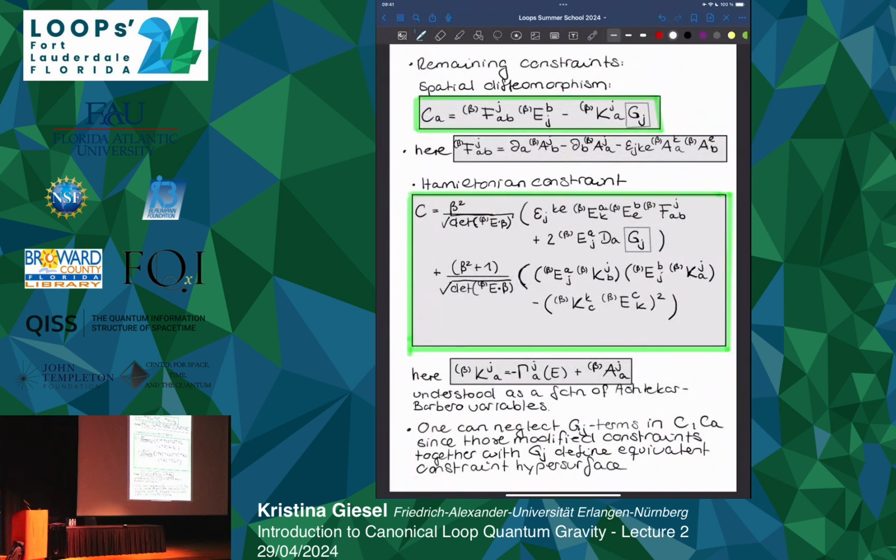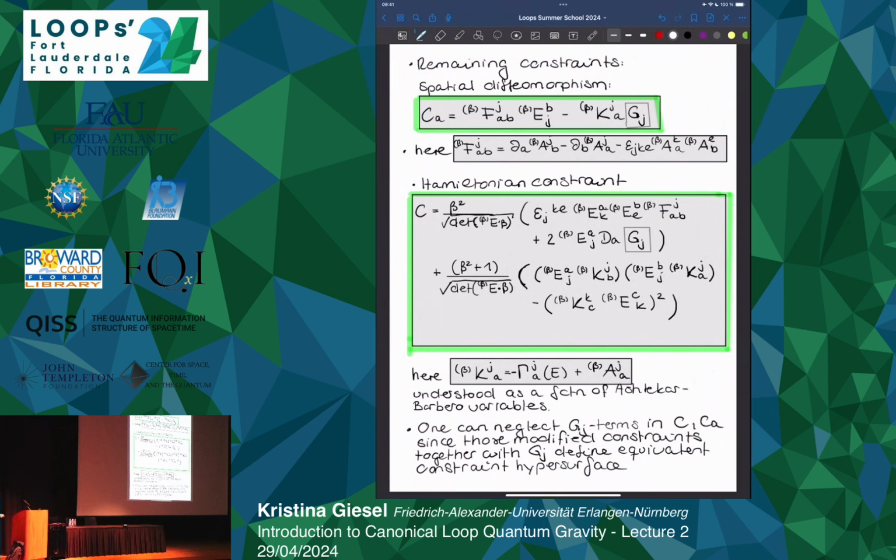So finally, let me just finish this lecture here. We also need to rewrite the remaining constraints in terms of these new variables. We will come back to this form also in the other lectures, but you see that the diffeomorphism constraint can be written as a term which includes the curvature related to the connection, which I call F^j_ab. So its explicit form is shown here. And there's an additional rotational constraint here.